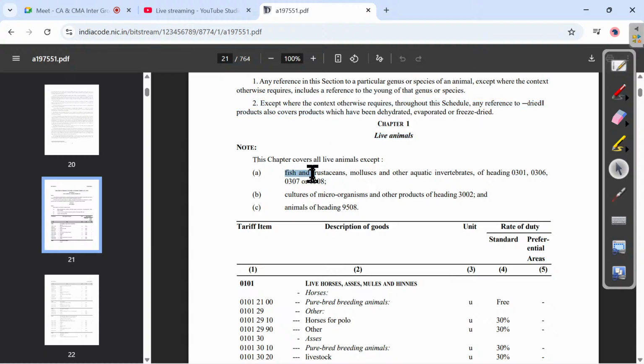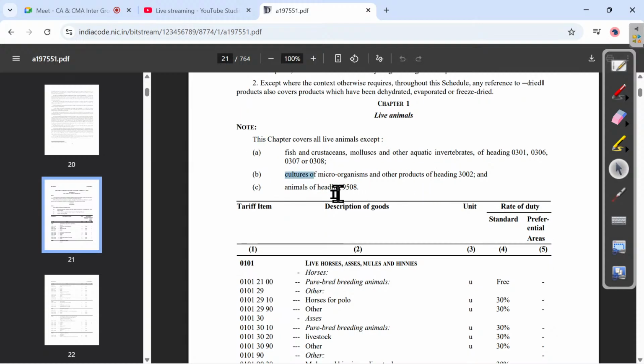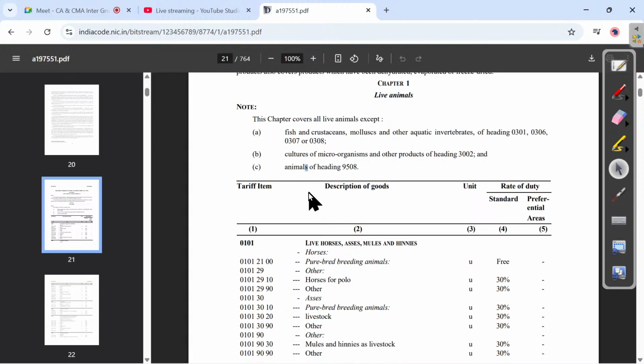Fish and crustaceans, molluscs. So these are the things falling under here. Okay, of course, it's only a dictionary. Whenever you manufacture something, you have to check whether it will fall under this. And animals. So, chapter 1, section 1.